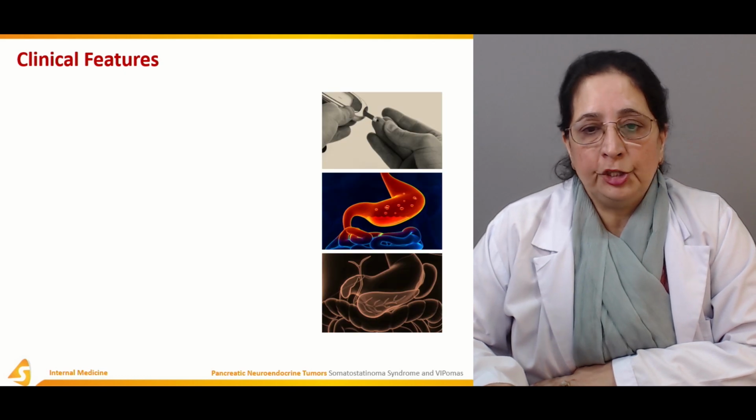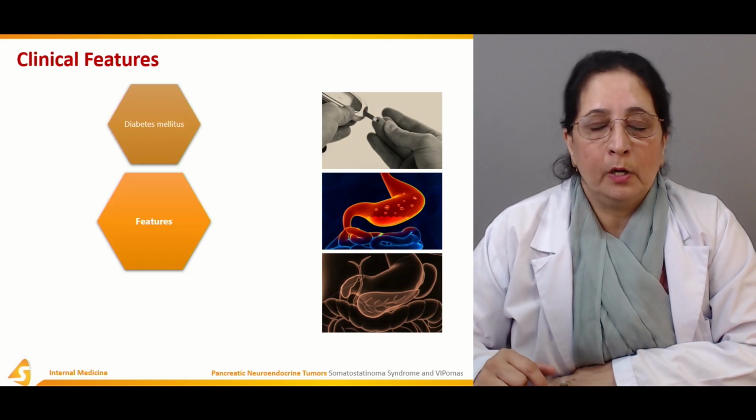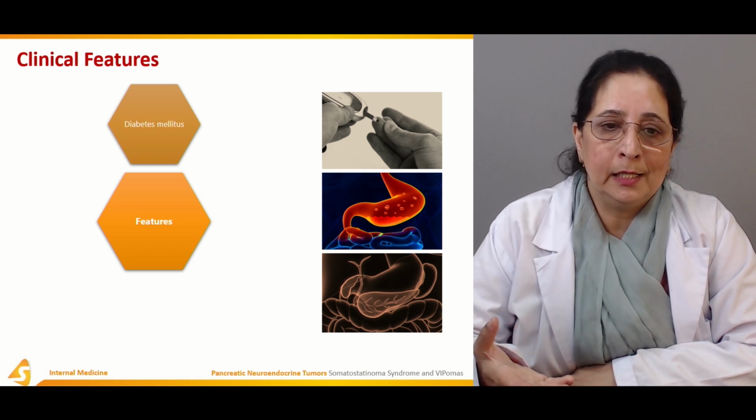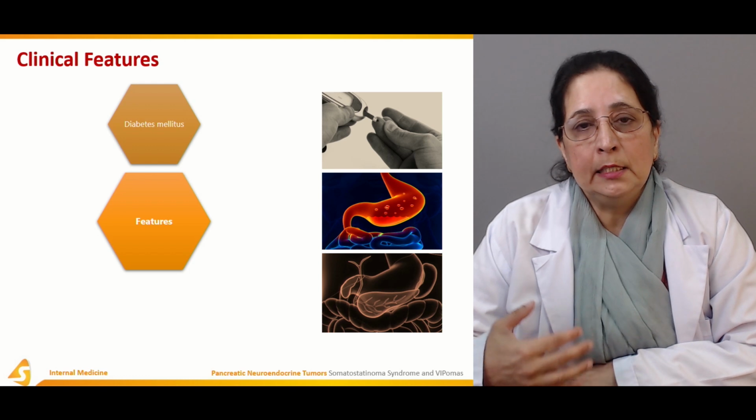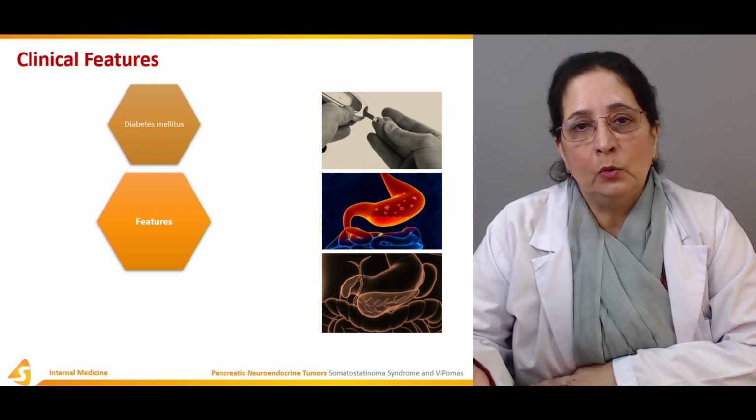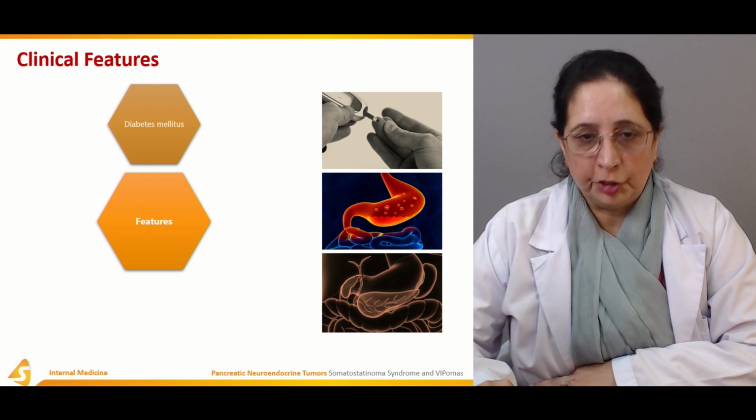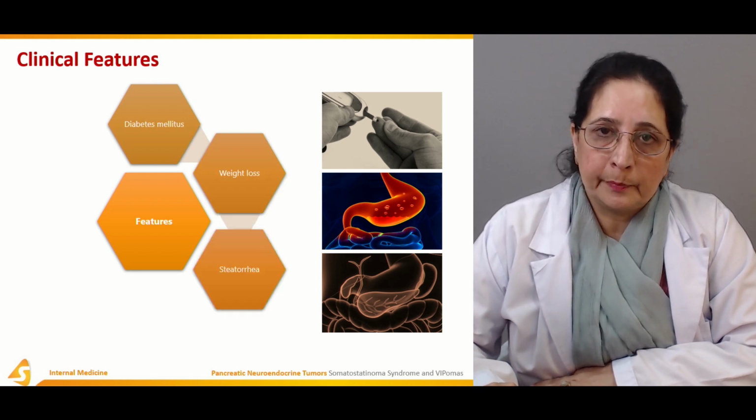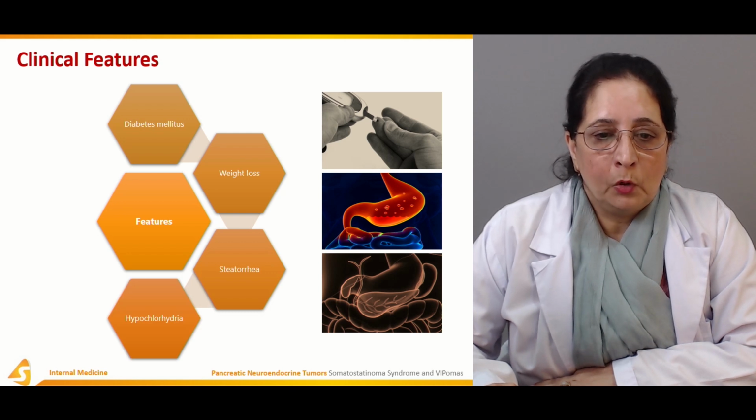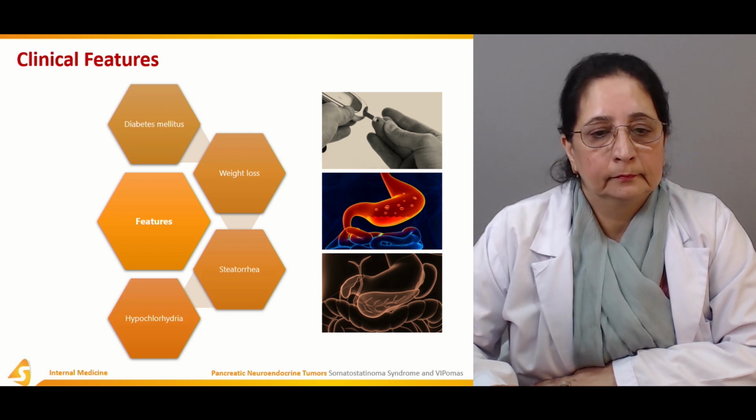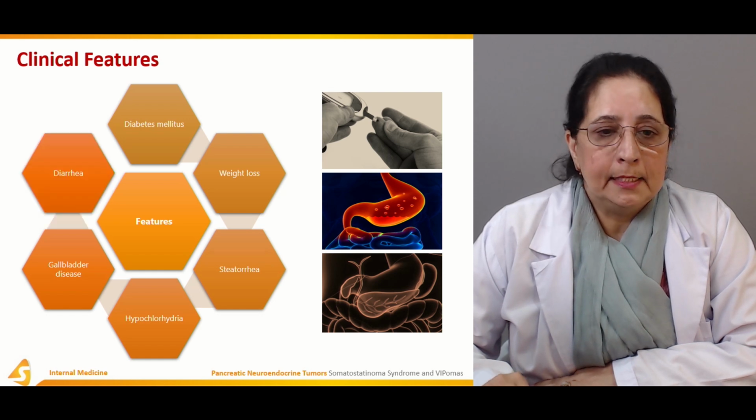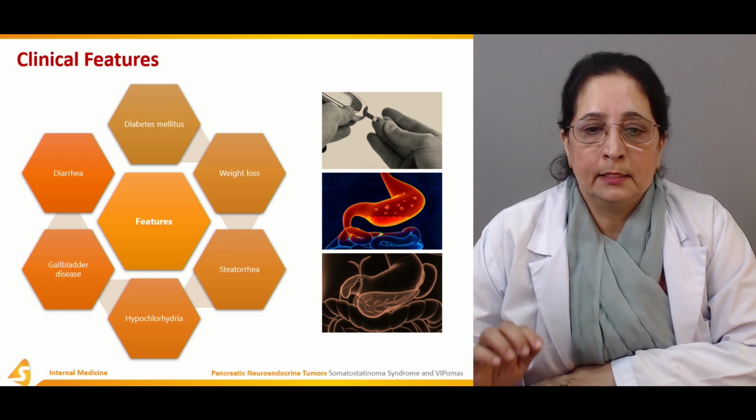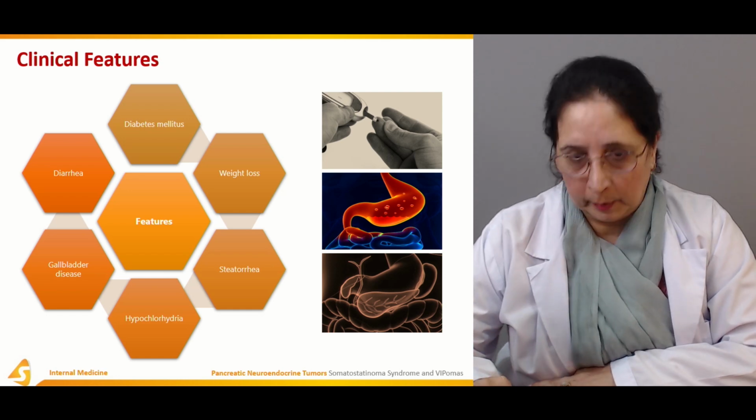The clinical features of somatostatinoma, we already mentioned four important features associated with this. There is diabetes, meaning there is increased blood glucose level in the patient. Weight loss is common, steatorrhea is present, hypochlorhydria, gallbladder disease, and diarrhea. All these are the features of the somatostatinoma.